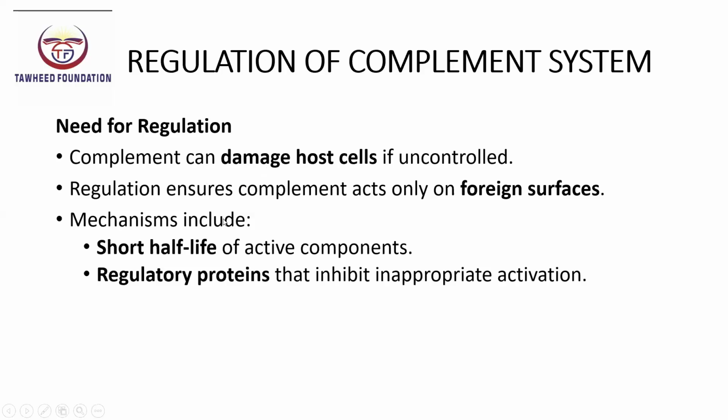The body employs several methods for control. First, the short half-life of active components, that is complement fragments, ensures they do not persist long enough to harm host tissues. Second, multiple regulatory proteins in plasma and on cell membranes inhibit inappropriate activation, maintaining immune balance and preventing disorders like autoimmune hemolysis or tissue inflammation.